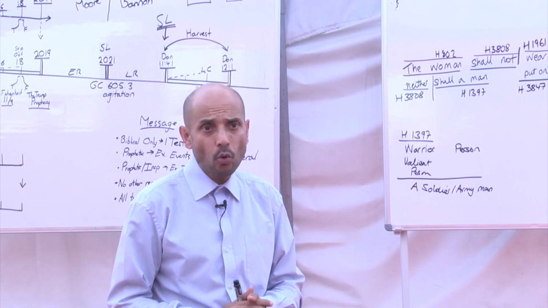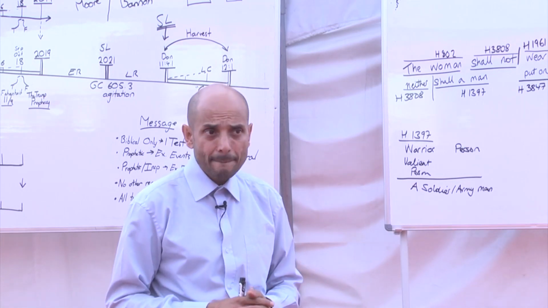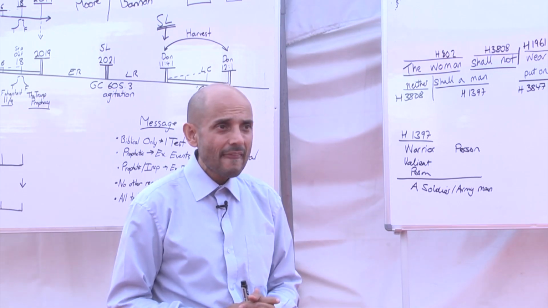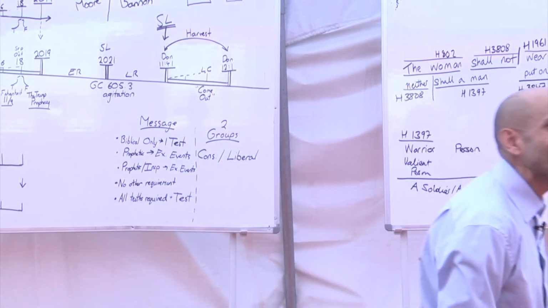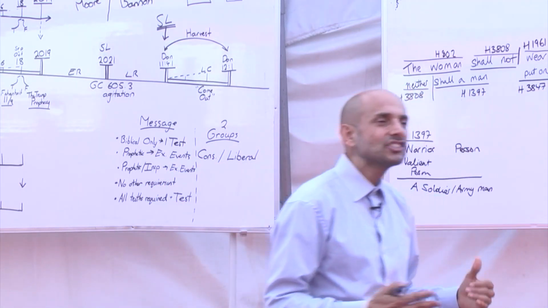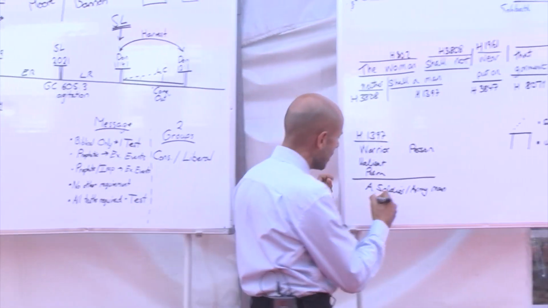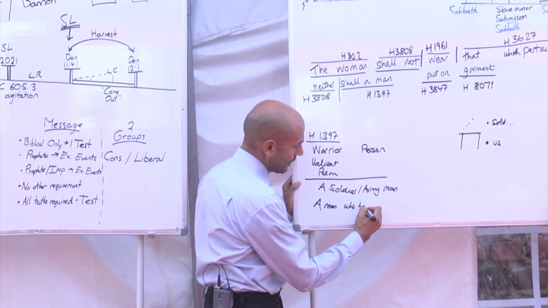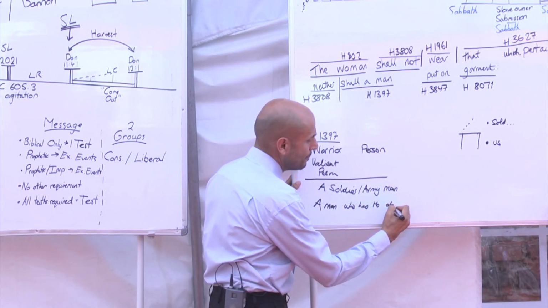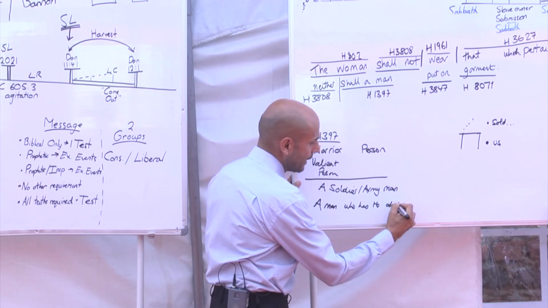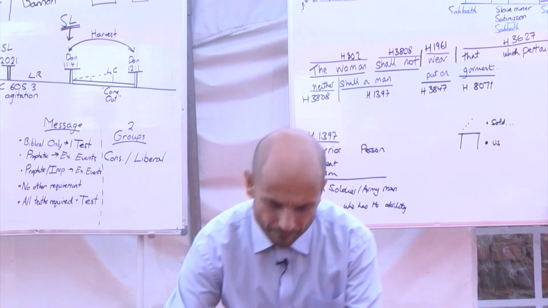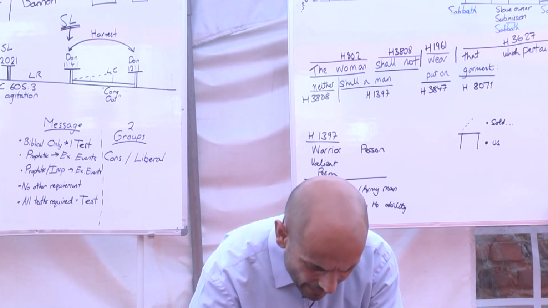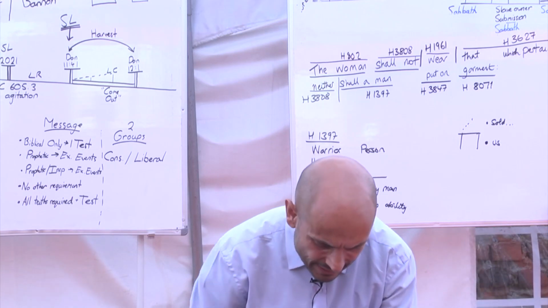It doesn't tell us he's tall or short. It doesn't tell us his rank. What does it tell us about this person? A man who can fight. He has the ability to fight. So, a man who has the ability. Did it say ability? It says he has the strength or ability to fight.